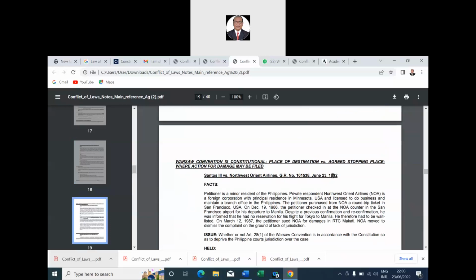Under the Warsaw Convention, the place of destination versus the agreed stopping place is where an action for damages may be filed. See, place of destination. Suppose you purchase the ticket in Germany and you are going to the USA, and an accident happens in the USA. Can you say that German law would be applicable or American law would be applicable? Tell me.